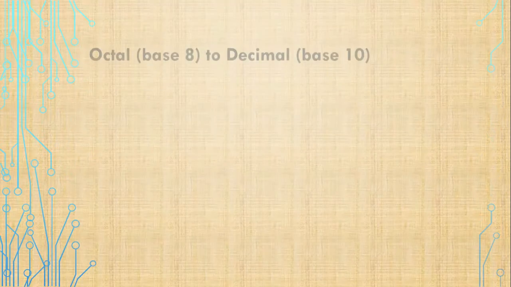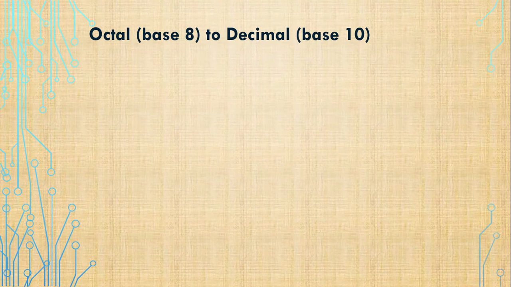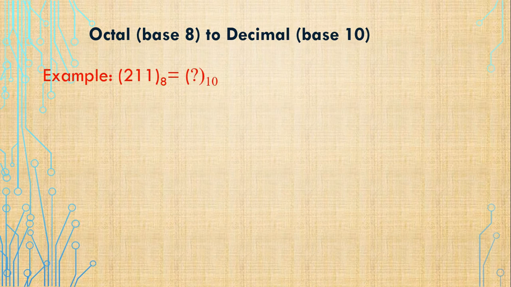Now we will convert from octal, that is in base 8, to decimal, which is in base 10. Taking the example 211 in base 8 to base 10, how do you go about this? Now we have 211, which is in base 8. You write by increasing the powers from 0, 1 and 2.